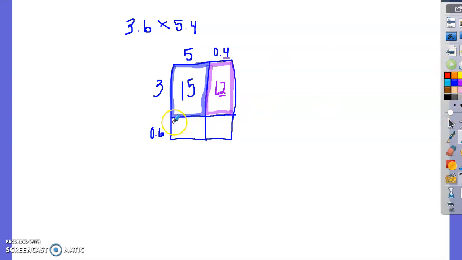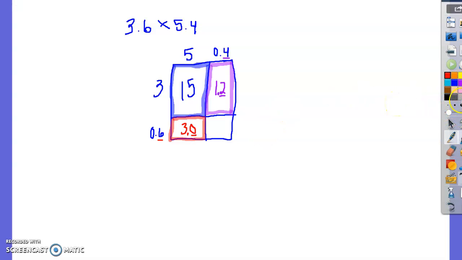Our next number we're going to multiply is this 6/10 times this area, which would be 5. So 6 times 5, which would be 30. But again, there's one decimal number here. So this actually makes it 3.0, or 3.